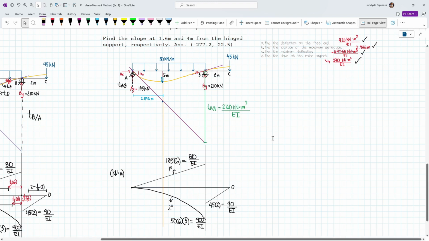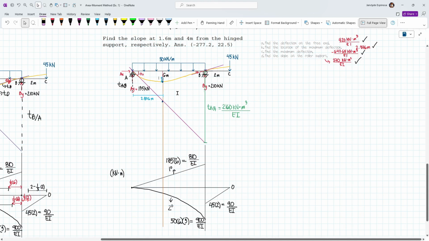Now, diba, alam natin na yung deviation from B with respect to the tangent at A, ito yung value, 260 kNm³ divided by EI. Now, this is important kasi yung hinahanapan natin ng slope, meron kasing 1.6 which is to the left side of the maximum deflection, and then meron ding 4 meters which is to the right side of the location of the maximum deflection. So, magagamit din natin yung slope at the roller support. Now, later na lang natin yan kukunin.